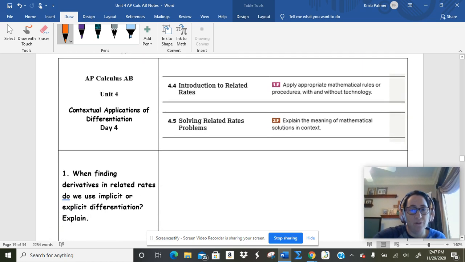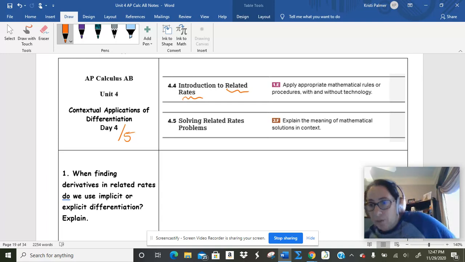Hey guys, so finally, this is one of my favorite topics. This is called related rates. So we are going to get into related rates problems. This is actually going to be day 4 and day 5. So I'm going to pause it when we are about 3 pages in for day 4. It's really just going to intro you into everything, and then day 5, we're going to continue.